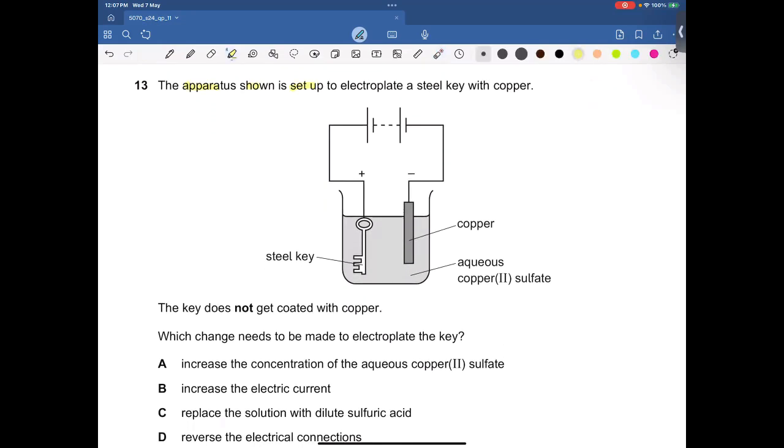The apparatus shown is set up to electroplate a steel key with copper. Okay. The key does not get coated with copper. Which change needs to be made to electroplate the key? अच्छा जी, इलेक्ट्रोप्लेटिंग का क्राइटेरिया ये है कि जो आपका एनोड होता है, it has to be an impure copper, and obviously it is a positive electrode. जो आपका कैथोड होता है, it is negative electrode, and it has to be the metal object.